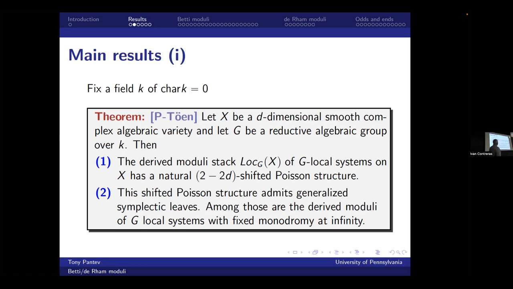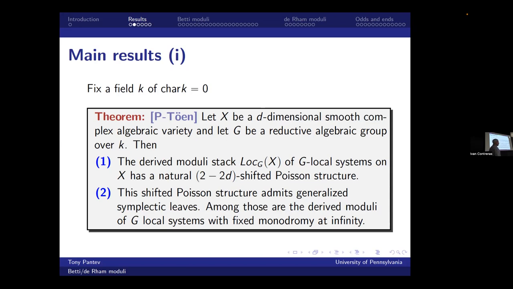Here is the main theorem. This is in the case of Betti moduli spaces. If you have a d-dimensional smooth complex algebraic variety, and a reductive group over your field, you can look at the derived moduli stack of G-local systems on X. These are locally constant principal G-bundles on X. The only assumption here is that X is smooth. The claim is that it has a natural Poisson structure. It's shifted, the shift depends on the dimension, and it's 2 minus 2d. So in the case of a surface, you get just a Poisson structure.